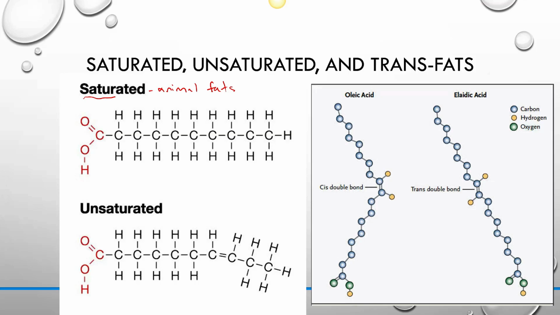Unsaturated fats do not hold all of the hydrogens that they possibly could. So these two are missing hydrogens. Now when they miss hydrogens, they end up forming a double bond. And anytime that you have a double bond, it forms a kink in the chain. And because of these kinks, these can't pack into a solid at room temperature. So unsaturated fats are typically liquid at room temperature. These are going to be all of your plant-based oils. So unsaturated fats are predominantly found in plants.